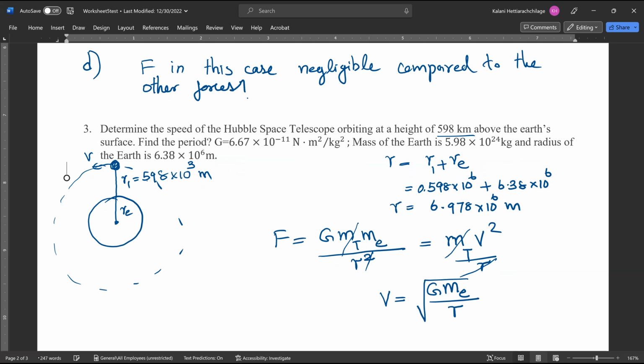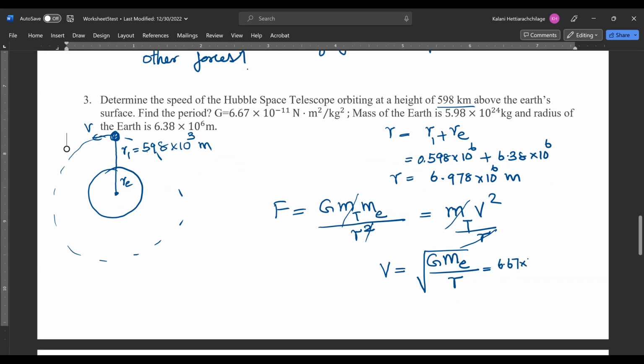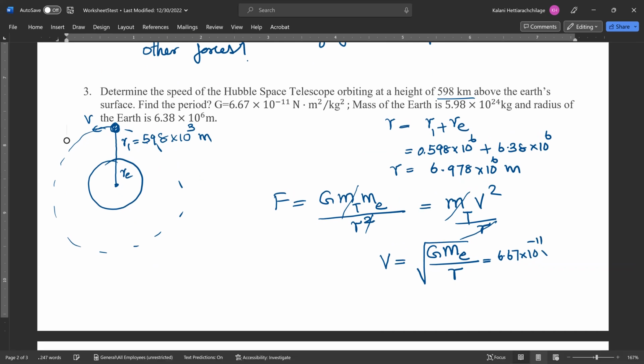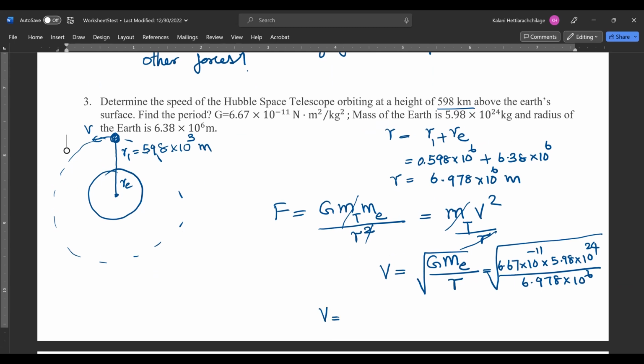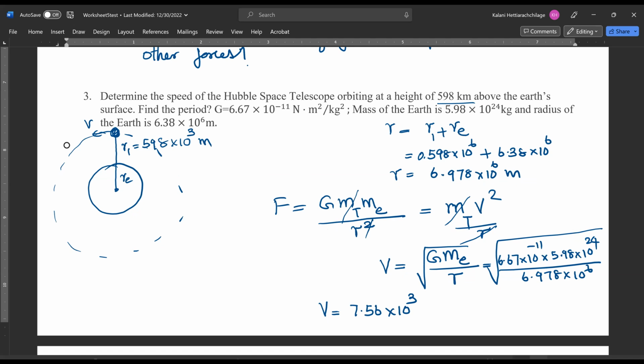Okay, let's plug that in. G is 6.67 times 10 to the negative 11. Mass of the Earth is 5.98 times 10 to the power 24. Divide by the r we just calculated, 6.978 times 10 to the power 6, and take the root. So the velocity of the telescope is 7.56 times 10 to the power 3 meters per second.